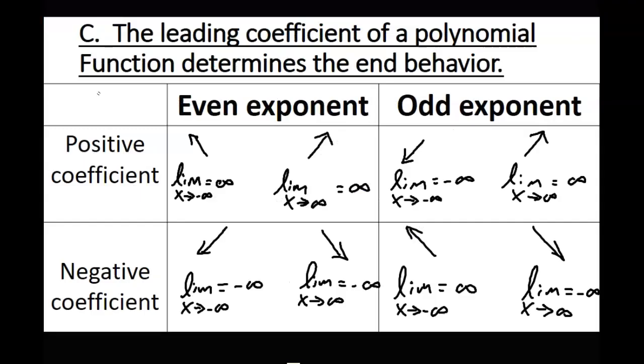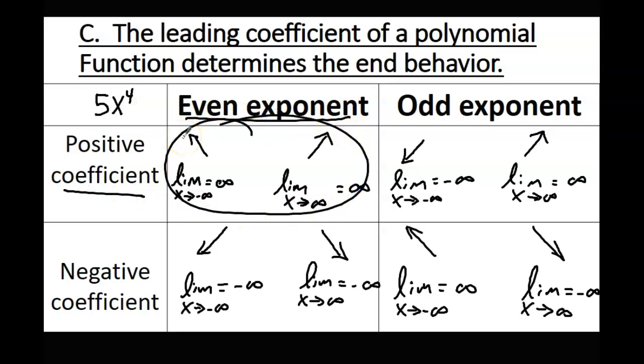So we have a positive coefficient and an even exponent. So even exponent, positive coefficient, we have this situation here. Now when you're graphing, it's nice to know what the arrows look like at the ends, but for your multiple choice test, this is what you need to be able to identify. As the graph moves to the left, it goes up to positive infinity. As the graph moves to the right, it goes up to positive infinity. So that's end behavior.